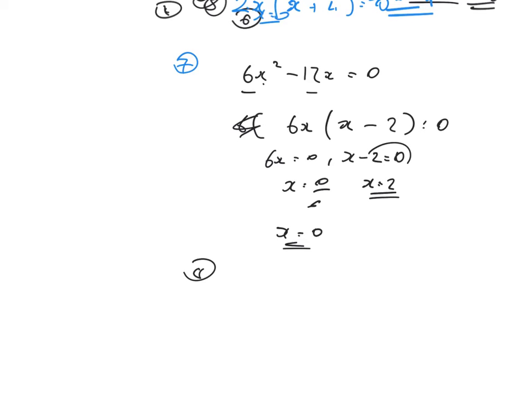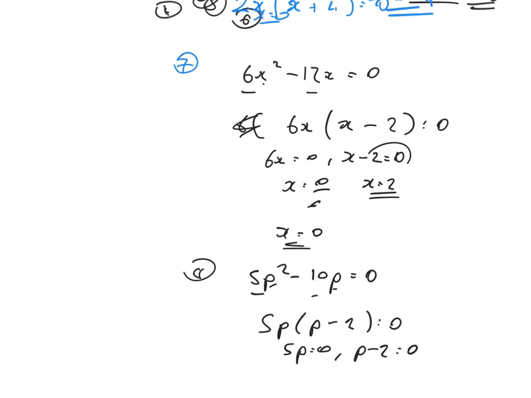Example 8. 5p squared minus 10p equals 0. So from 5 and 10 I can take 5, from p squared and p I can take p. 5p times what gives me 5p squared? That's p. Minus in the middle, 5p times what gives me 10p? That's 2. Okay, so that gives me 5p equals 0, or p minus 2 equals 0. p equals 0 over 5, and p is equal to 0. Bring that over, change its sign. p is equal to 2.